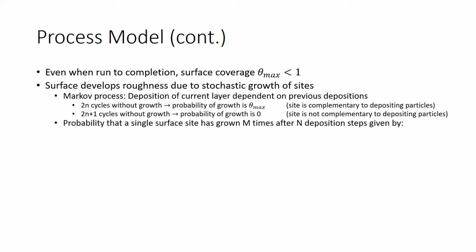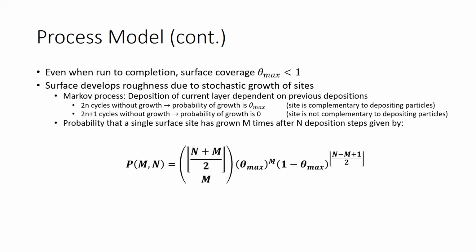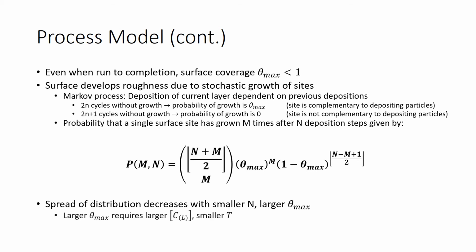We may use combinatorics to calculate the probability that a single surface site has grown m times after n deposition steps. This probability distribution has the following property. The spread of the distribution will decrease with smaller n and will increase with larger surface coverage. Larger surface coverage corresponds to a larger concentration during deposition, or a smaller temperature during deposition.